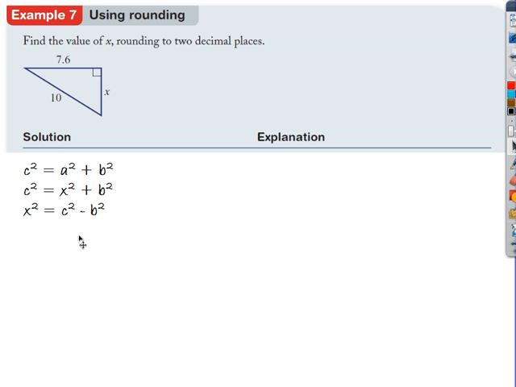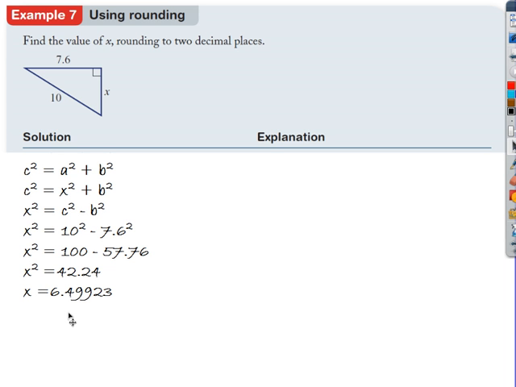Now our next step is to substitute in the information that we know. x squared equals 10 squared minus 7.6 squared. Then I will use my calculator. 10 squared is 100, 7.6 squared is 57.76. Subtracting those, I get x squared equals 42.24. Then I use the square root button on my calculator, and I find out that x is equal to 6.49923, and it goes on for ages and ages. We're going to round to 2 decimal places because that's what we've been asked to do.